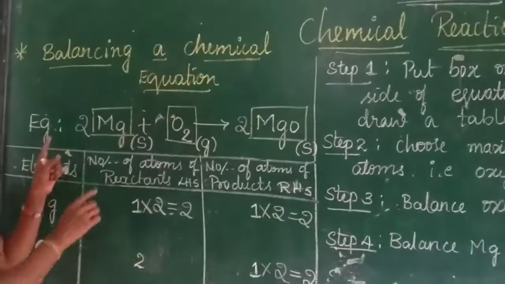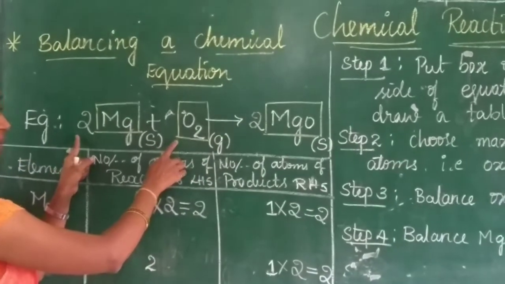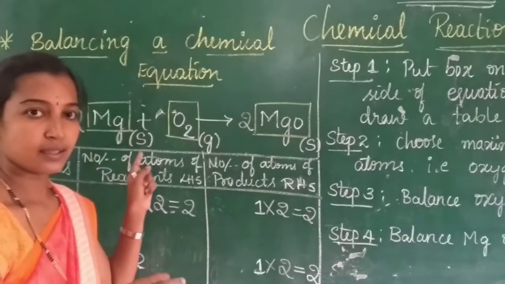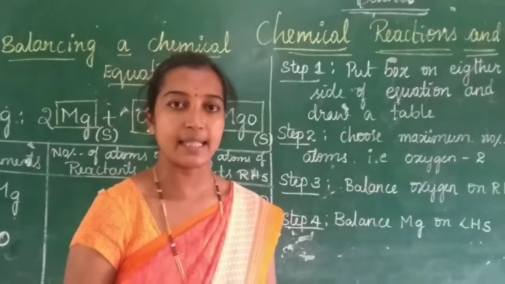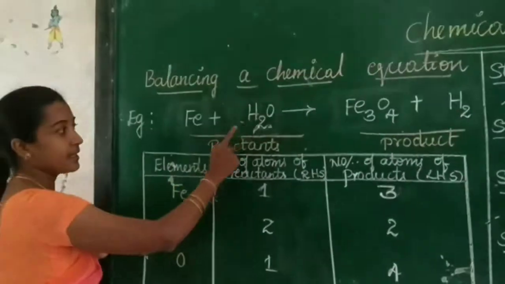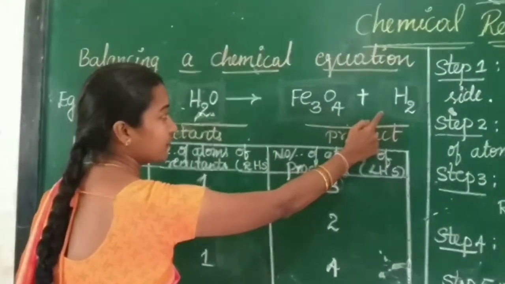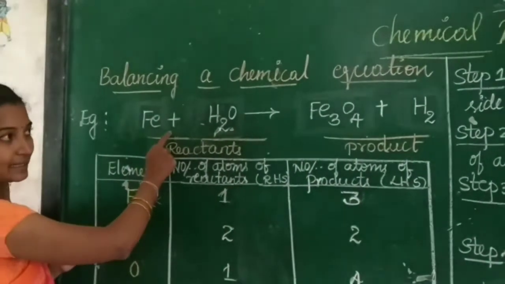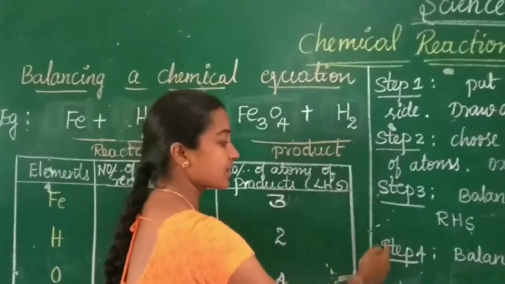Now observe, children, this equation is balanced and more informative, and it gives clear information of the reaction. Children, let us go to another example. Take for example here, iron reacts with steam. It produces iron oxide with liberation of hydrogen gas. This equation is in skeletal form. This equation is going to be balanced through the steps.